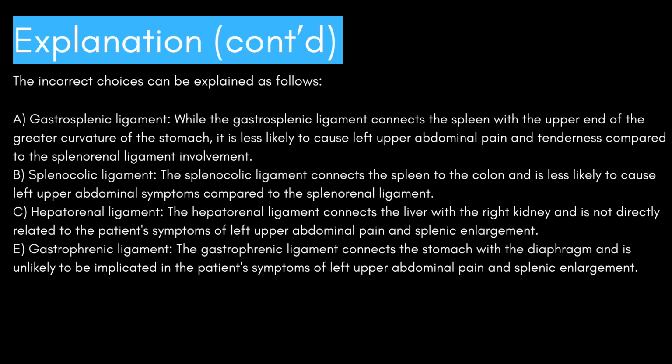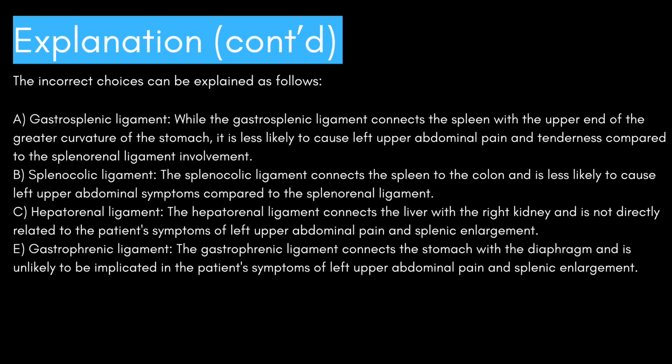B, splenocolic ligament. The splenocolic ligament connects the spleen to the colon and is less likely to cause left upper abdominal symptoms compared to the splenorenal ligament. C, hepatorenal ligament. The hepatorenal ligament connects the liver with the right kidney and is not directly related to the patient's symptoms of left upper abdominal pain and splenic enlargement.